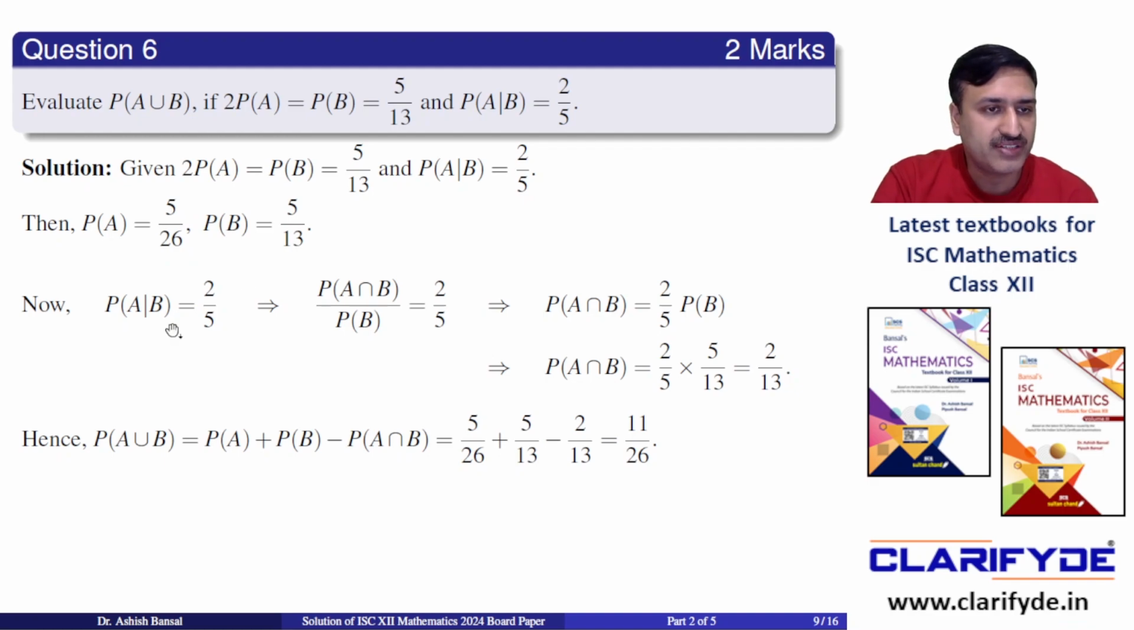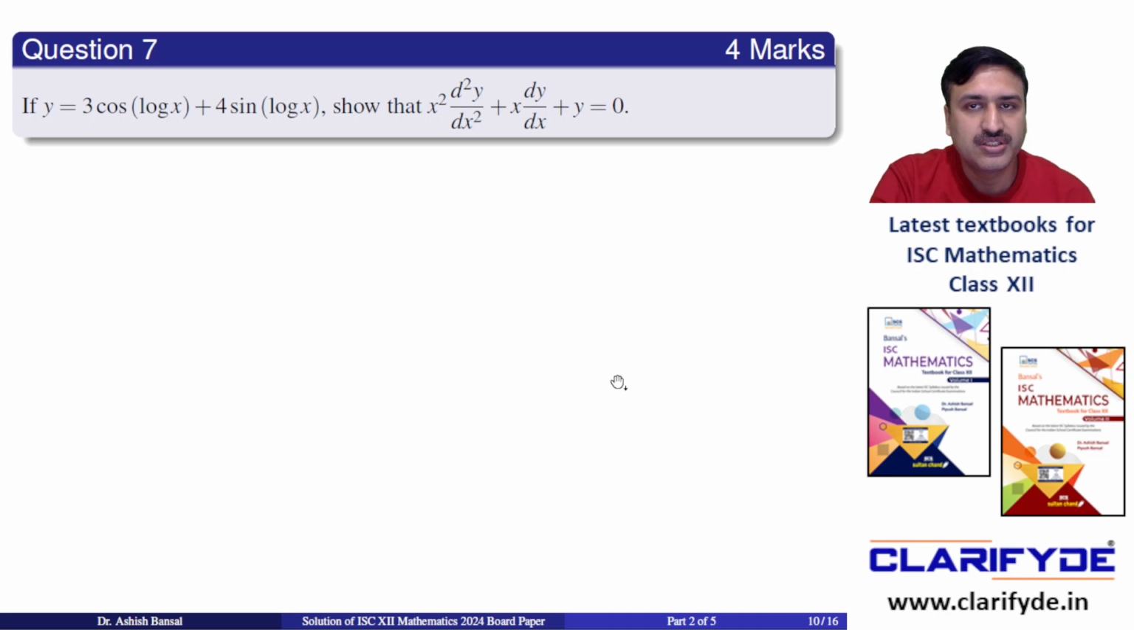Given that P(A given B) equal to 2 by 5, P(A given B) is P(A intersection B) by P(B). So this implies P of A intersection B is 2 by 13. Now in order to find P(A union B), we have this formula: P(A) plus P(B) minus P(A intersection B). We already know the values of P(A), P(B) and P(A intersection B). Hence P(A union B) is 11 by 26.